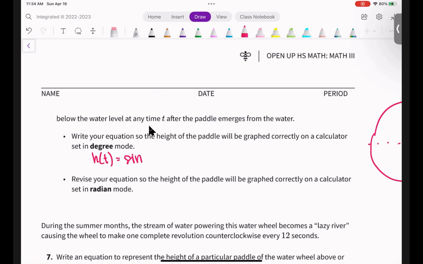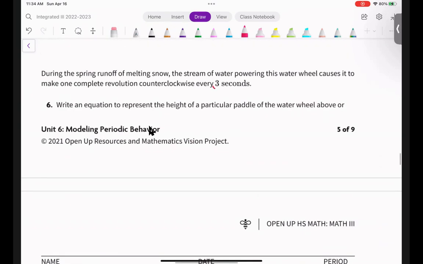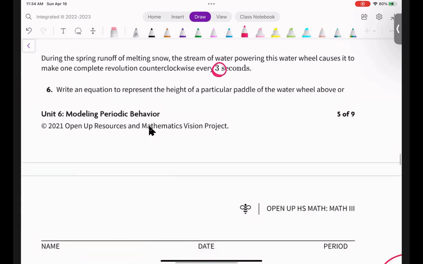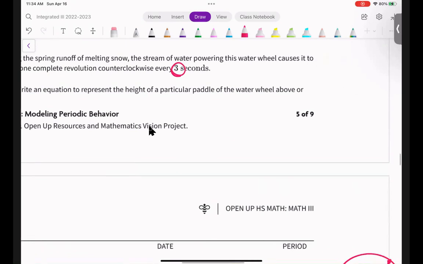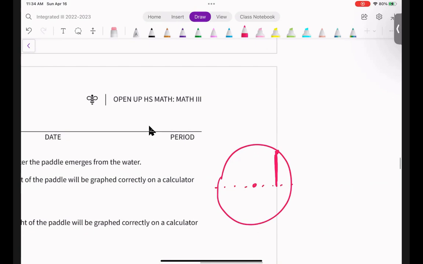Now, the only other information that they gave us was that every 3 seconds, it does a complete revolution. So that means I need to know how far that one paddle is going every second. Looking at this, let's pretend we start our paddle off right here. If it's going to finish this whole thing in 3 seconds, how far did it travel in 1 second?